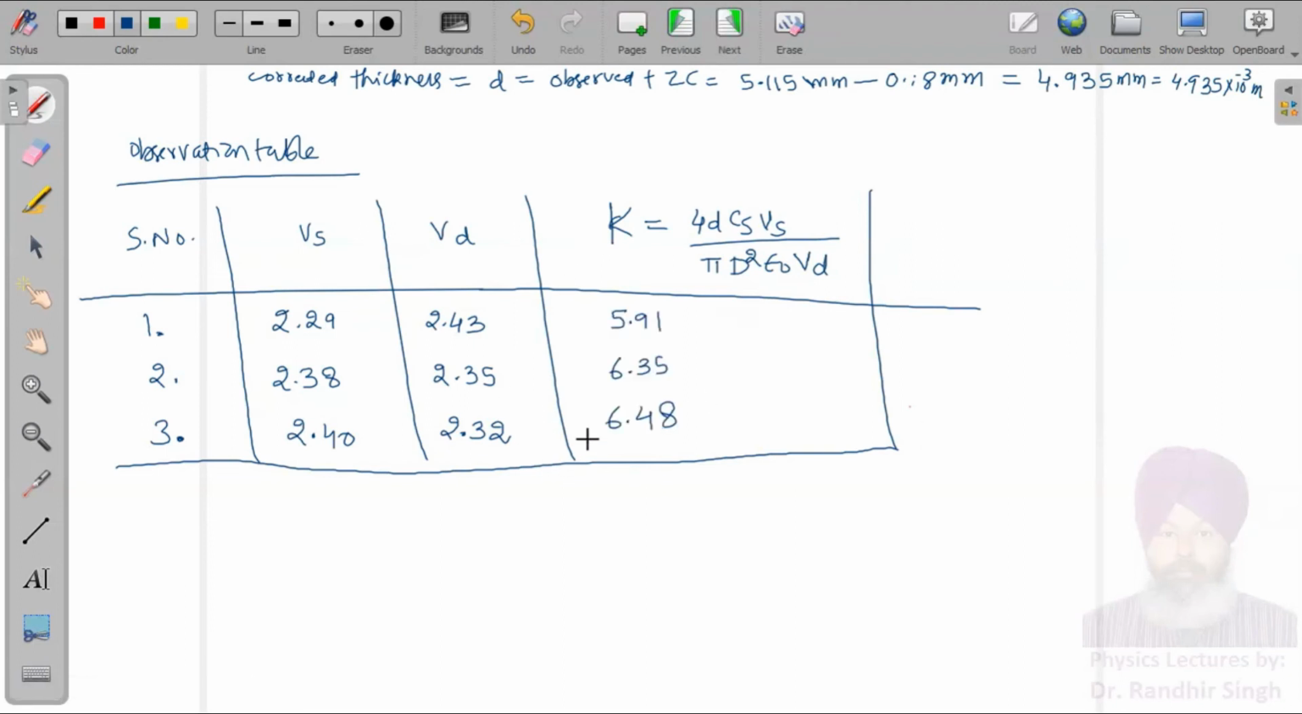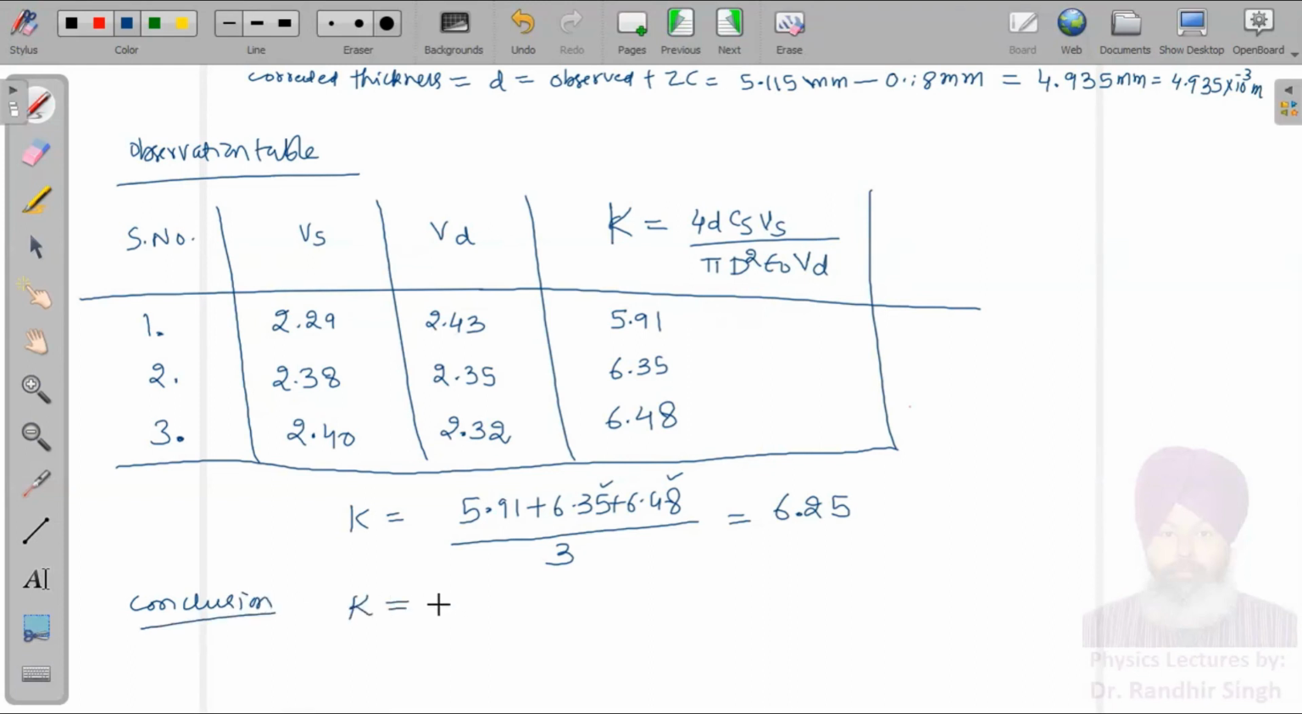Okay students, I have found the value of the dielectric constant for three different sets. Let us now find the average value of the dielectric constant. It will be the sum of 5.91, 6.35 and 6.48 divided by 3. Actually, these are more in agreement with each other. There is a huge difference otherwise; we could have neglected it also. So the final answer will be the average of these three. The average of this value will be 6.25. Therefore, our conclusion is that the dielectric constant of the given wooden material is 6.25. So that was the answer.